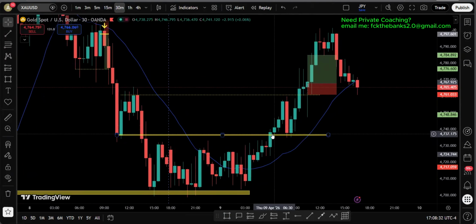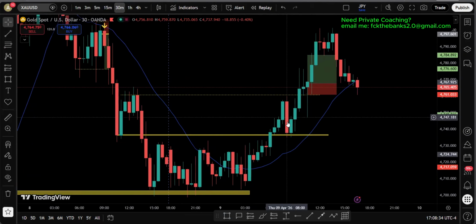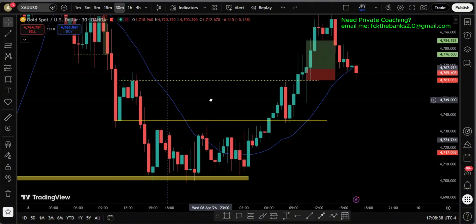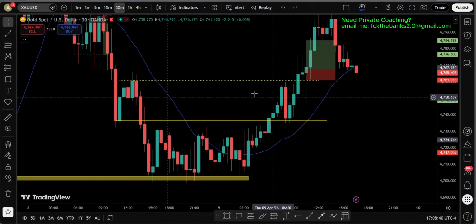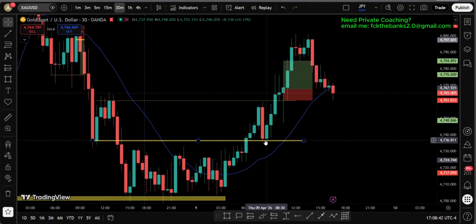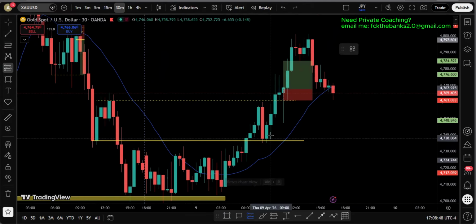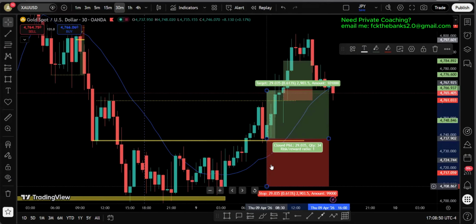As you can see, guys, it made this high, retested this previous low. So it was like a QM. It's like an inverted head and shoulders, created some support right here. I took some buys. Actually, I didn't mark that, but I did take some buys around this level.